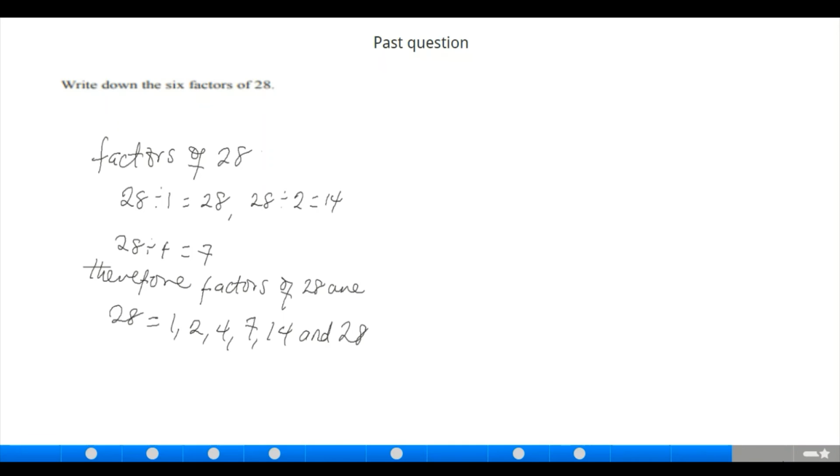So we are going to be trying that out, and let's see what those values are that, when you divide 28 by them, will give us a value without remainder. So let's start with 1. We have 28 divided by 1. What is that? We have 28 as our final answer. So 1 is actually a factor of what? 28.